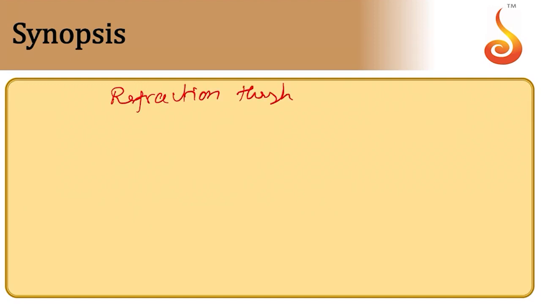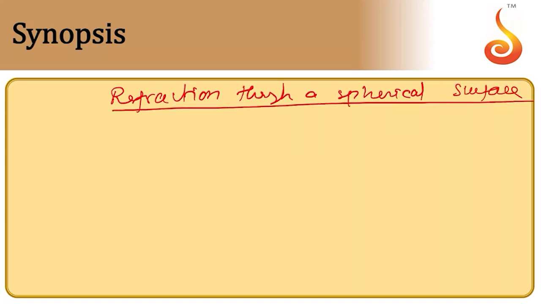Refraction through spherical surface. Let us consider a spherical surface like this, and this medium is of refractive index n1, this is of refractive index n2, and this is the pole, and here is the center of curvature, and this is the object position.